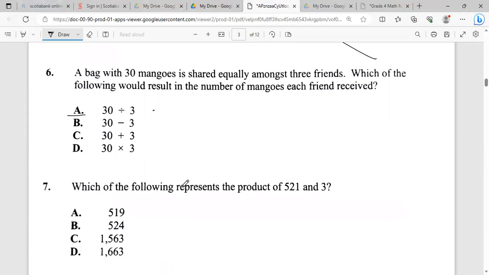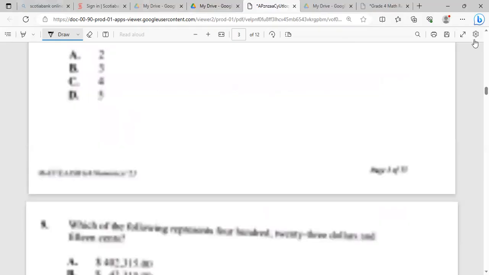Which of the following represents the product of 521 and 3? So that will give you a 3, 6, 15. So that's C. Product means to multiply. Remember that, guys. All right, let's go back up.